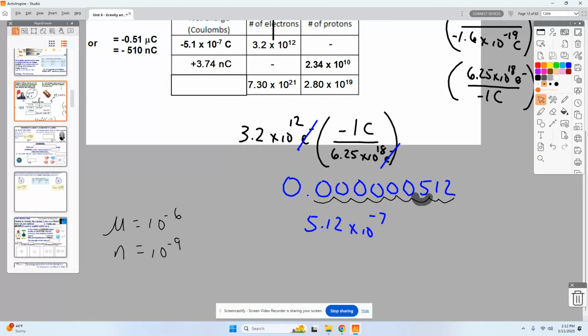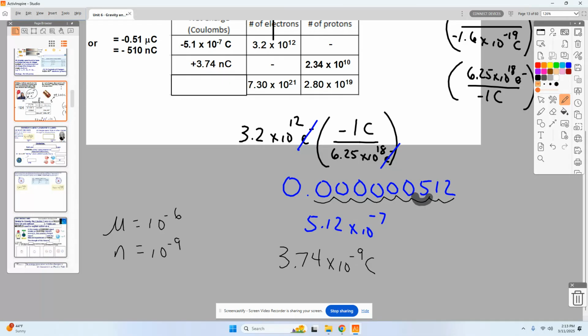Quick show of hands, how many people were able to get the 2.34 times 10 to the 10th? Looks like quite a few, but there could definitely be some more work on this. So let me go ahead and do that one. I'm going to take that 3.74 nanocoulombs and write it as 3.74 times 10 to the negative 9 coulombs.